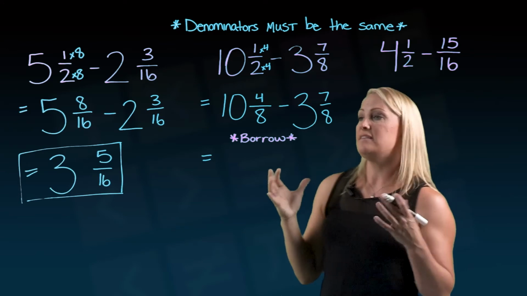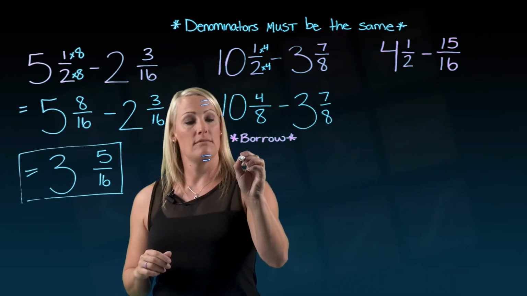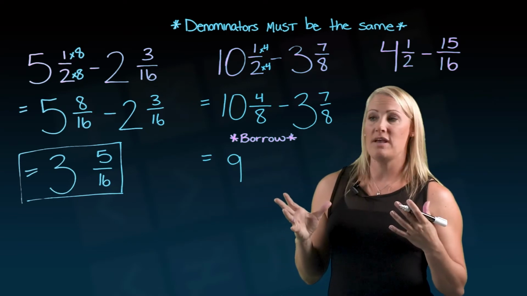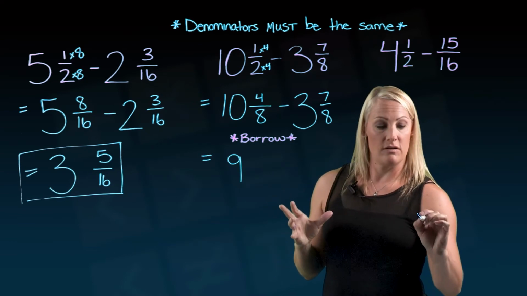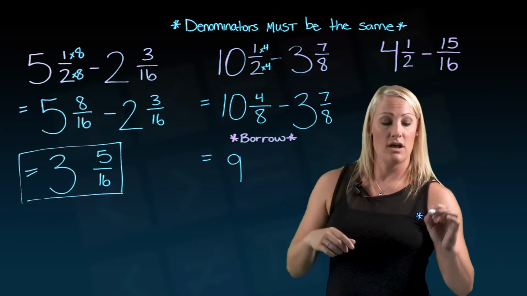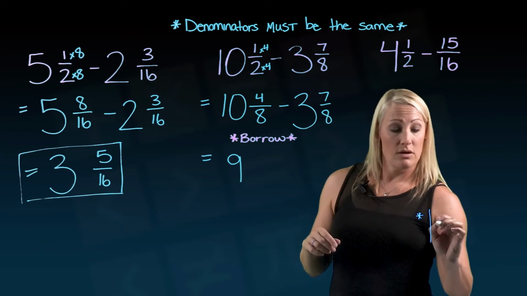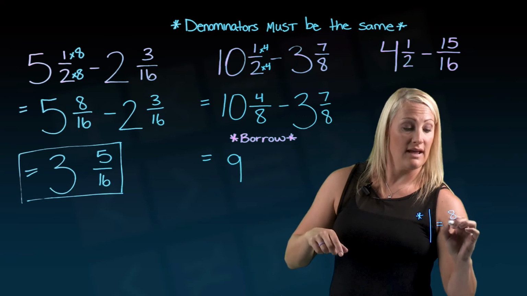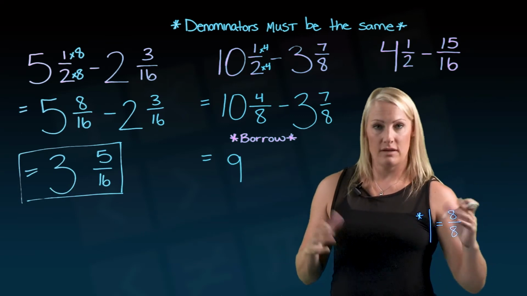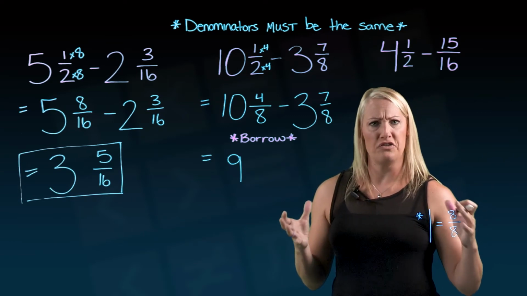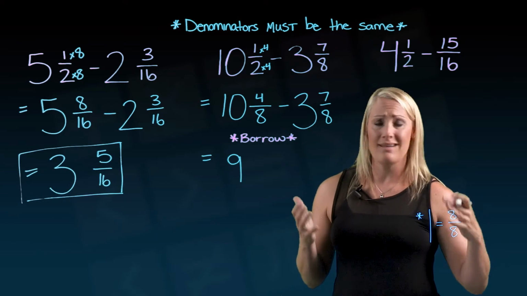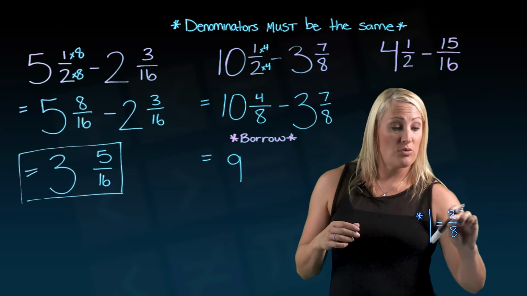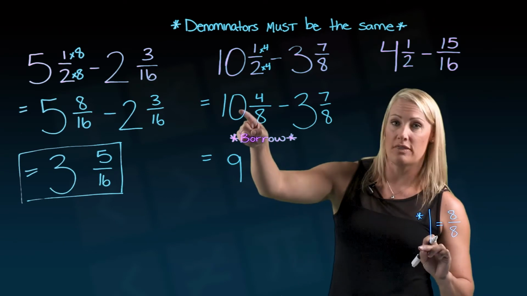So instead of writing a 10 on the next line, I'm going to write a 9. I've borrowed 1. I've taken 1 away. And hopefully it makes sense to you, and maybe I'll write this down at the bottom, that this 1 whole, the one I took away, would be equal to 8/8. Because if you did that in your calculator, a fraction's just a division question. 8 divided by 8, that's just 1. But I could write it this way. So I've actually borrowed 8/8 when I took that 1 away.